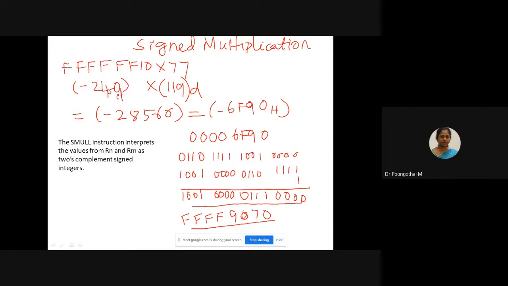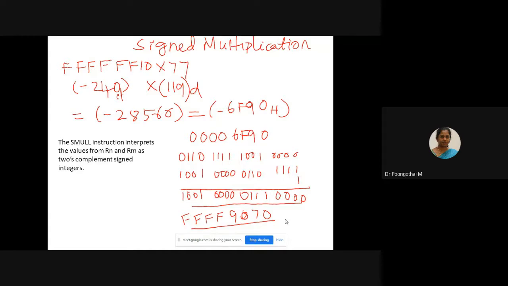After multiplication, according to your inputs, your processor interprets the number as a negative number, but it will perform the multiplication using these two hexadecimal numbers. We are supposed to get this answer, but in your Keil microvision, when you simulate this code, you are going to get this value. To interpret the result, we have to take the 2's complement and check it. We are supposed to get 6F90, so take the 2's complement, and we get this answer in Keil microvision. Is that clear?